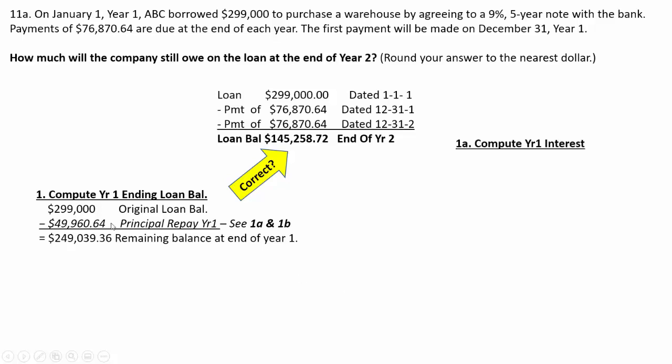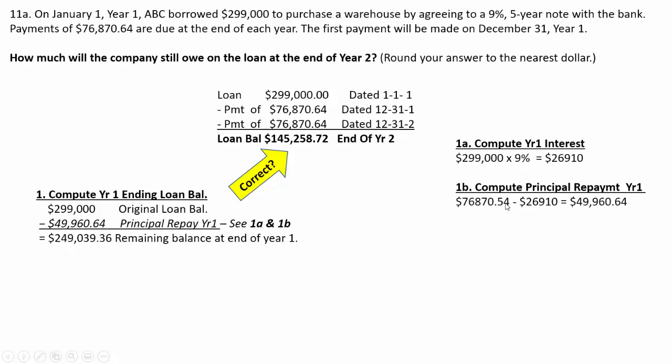So here's how I made this calculation of the $49,960.64 principal repayment. Step 1A, you compute the year one interest. You take the $299,000 loan amount times the 9% interest. This will give you interest of $26,910. And then you compute the principal repayment. If you had a loan that was making payments of $76,870.64, and you take the interest out of that payment, which in this case we figured $26,910, then the principal repayment would be $49,960.64. And that's how much we're going to reduce the actual loan balance by to get our year one ending principal loan balance of $249,039.36. But they want to know what you owe on the loan at the end of year two. So we got to do all this over again one more time.